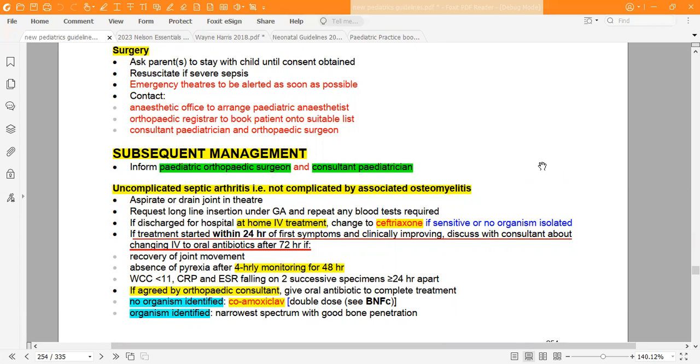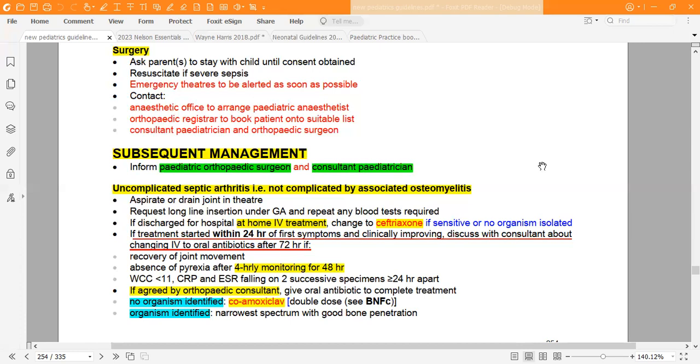If discharged for hospital at home IV treatment, change to ceftriaxone if sensitive or no organism isolated. If treatment started within 24 hours of first symptoms and clinically improving, discuss with consultant about changing IV to oral antibiotic after 72 hours, if recovery of joint movement, absence of pyrexia after 4-hourly monitoring for 48 hours, WBC is less than 11, CRP and ESR falling on 2 successive specimens 24 hours apart or more. If agreed by orthopedic consultant, give oral antibiotic to complete treatment.